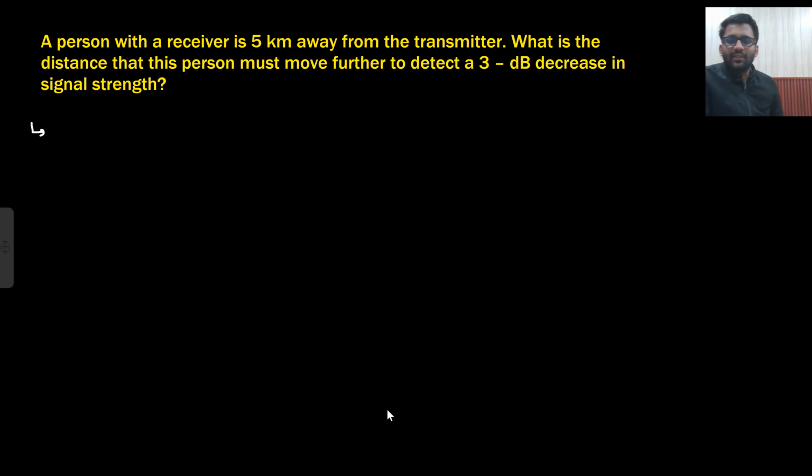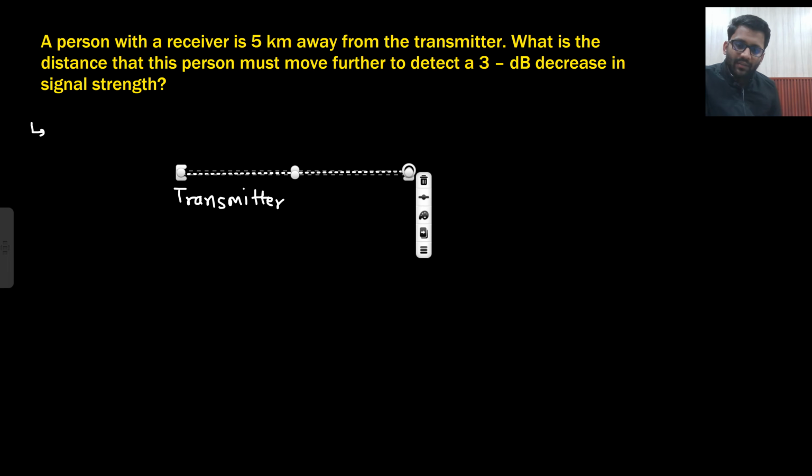Okay, so let's start this question. A person with the receiver is 5 kilometer away from the transmitter. So this is a transmitter. And the person is 5 kilometer away. So the person is somewhere here. So in antenna, whenever you don't understand anything, just make the diagram. So he is 5 kilometer away.